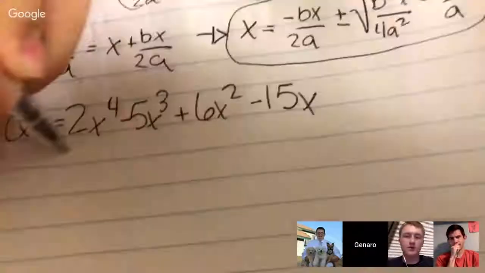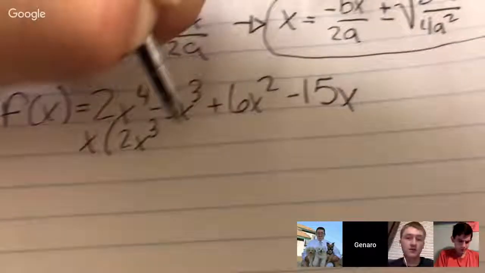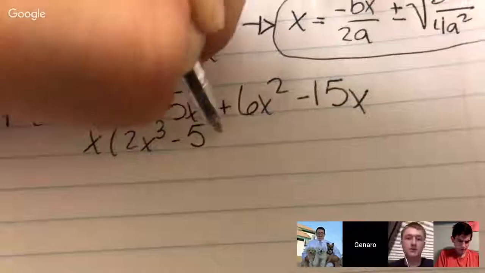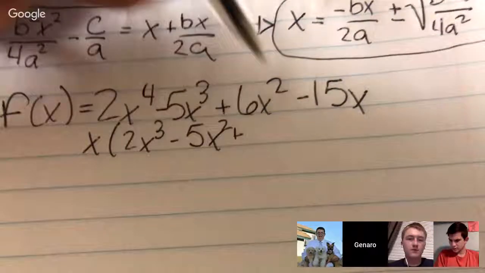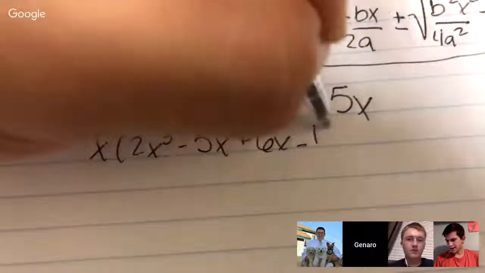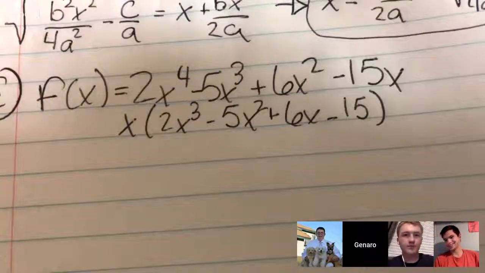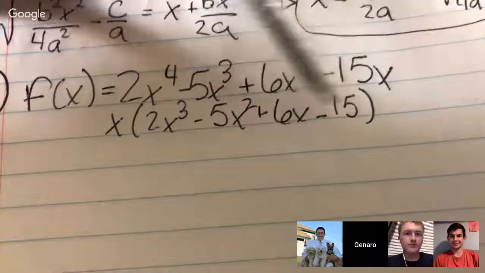No. Or actually, could we pull an x out? Oh no, yeah, we could. Yeah, we could take an x out, because that would give us 2x cubed, x squared plus 6x minus 15, if we take x out. So then we could do the rational roots theorem.